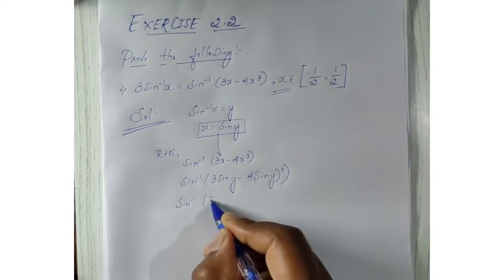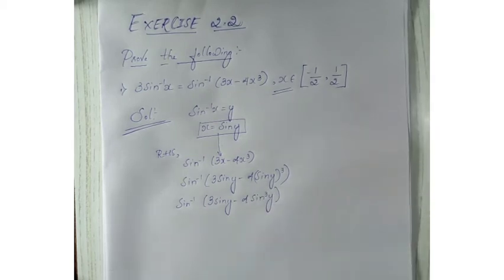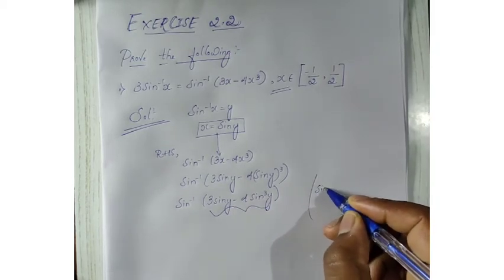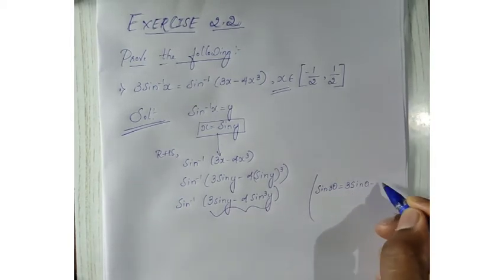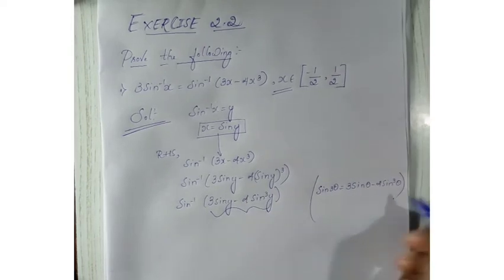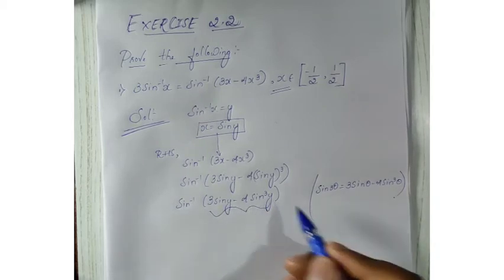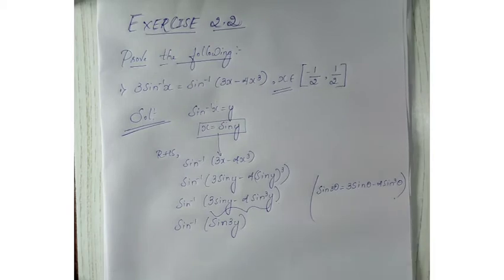Sort it out. This is 3 sine y minus 4 sine cube y. Now if you observe this, you are familiar with it. Just recall the formula of sine 3 theta. The formula of sine 3 theta is 3 sine theta minus 4 sine cube theta. Therefore, you can write 3 sine y minus 4 sine cube y as sine 3y. Now you know that sine inverse and sine are inverse to one another, therefore they cancel out.